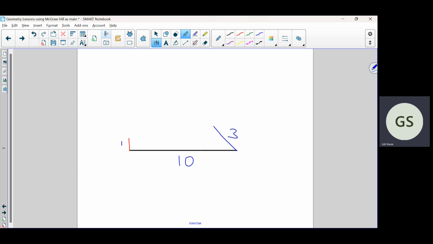So, 1 and 3. Can't make one, right? What needs to happen? They could both get longer. All right, so let's make them longer. Let's say, all right, well, that didn't work. Since I have blue in my hand, I'm just gonna keep working with this one. What if I do that?